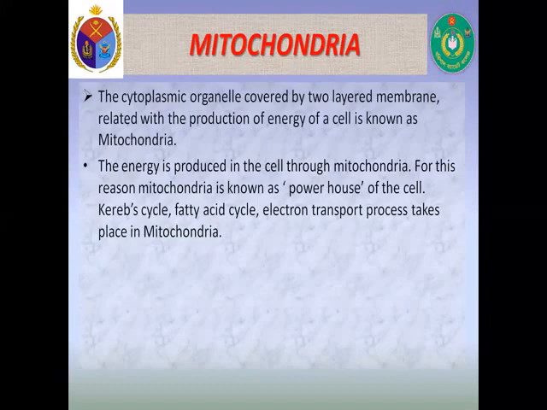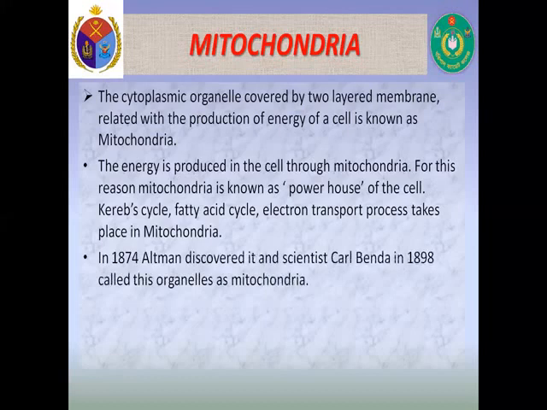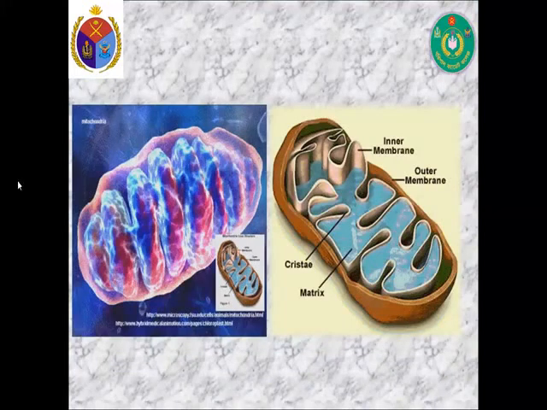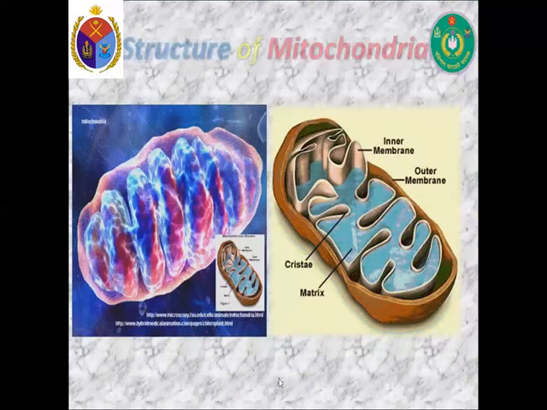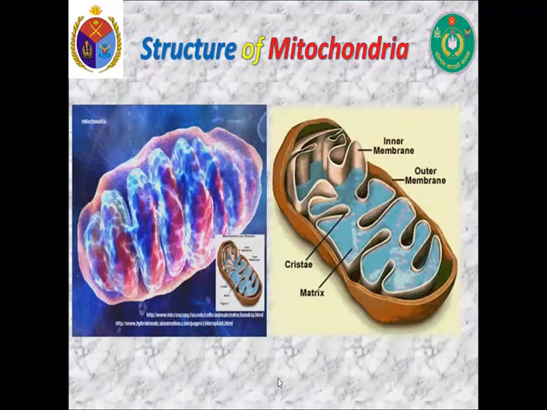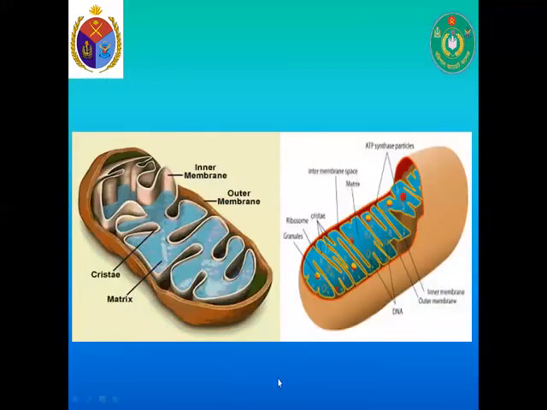Krebs cycle, that is a cyclic electron transfer process, takes place in mitochondria. In 1874, Altman discovered it, and scientist Carl Benda in 1898 called this organelle mitochondria. On average, every cell contains 300 to 400 mitochondria. Look at this figure. This is the 3-dimensional figure of mitochondria and the structure of mitochondria. My dear cadets, structure of mitochondria.